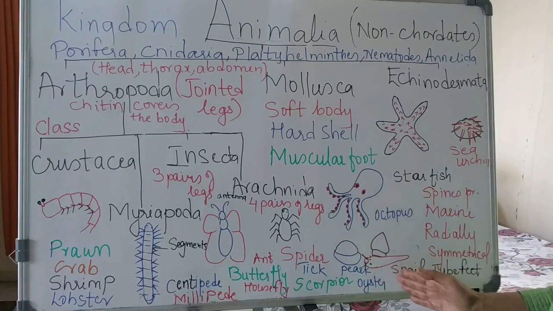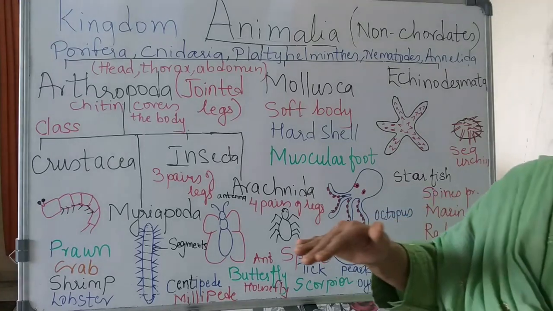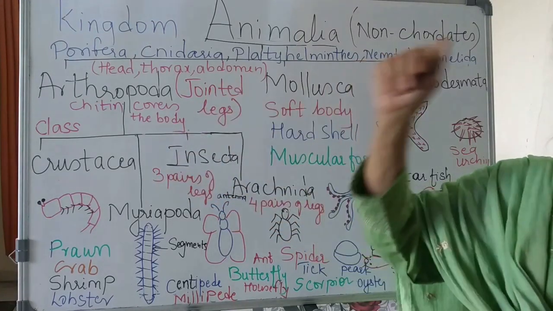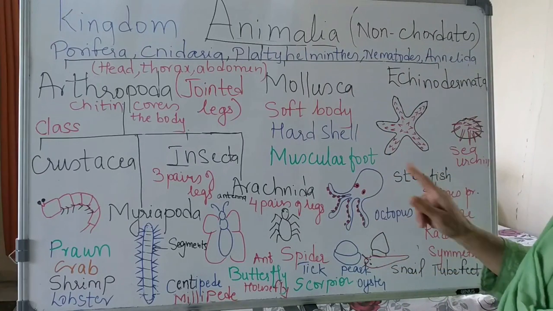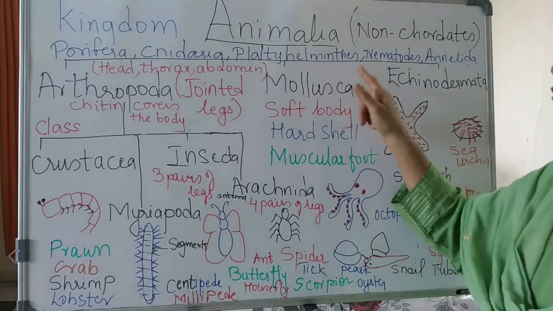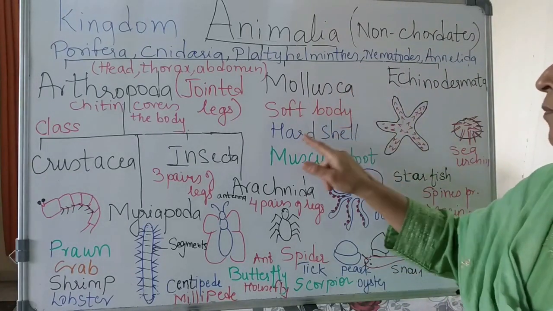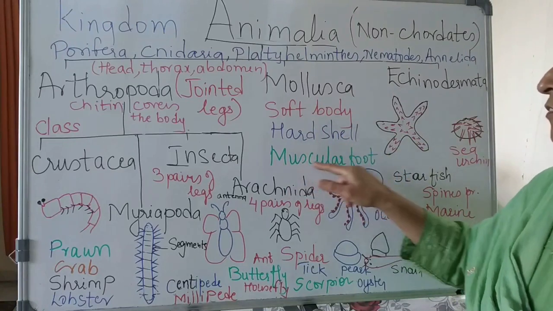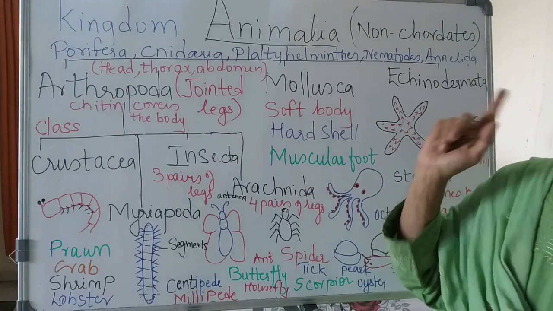Sometime or other you must have seen a snail moving on wet land. So this is the character of Mollusca. They have a soft body, they have a hard shell, and they have a muscular foot.